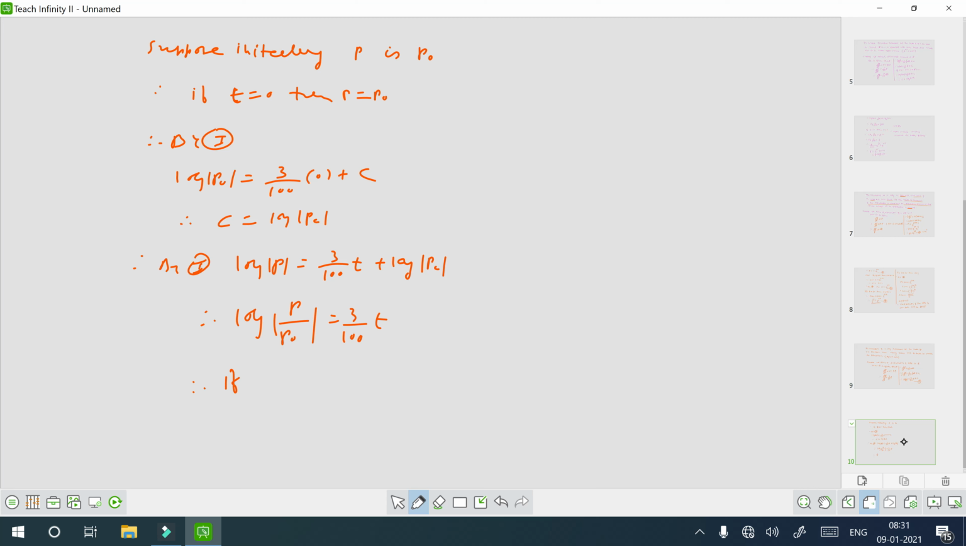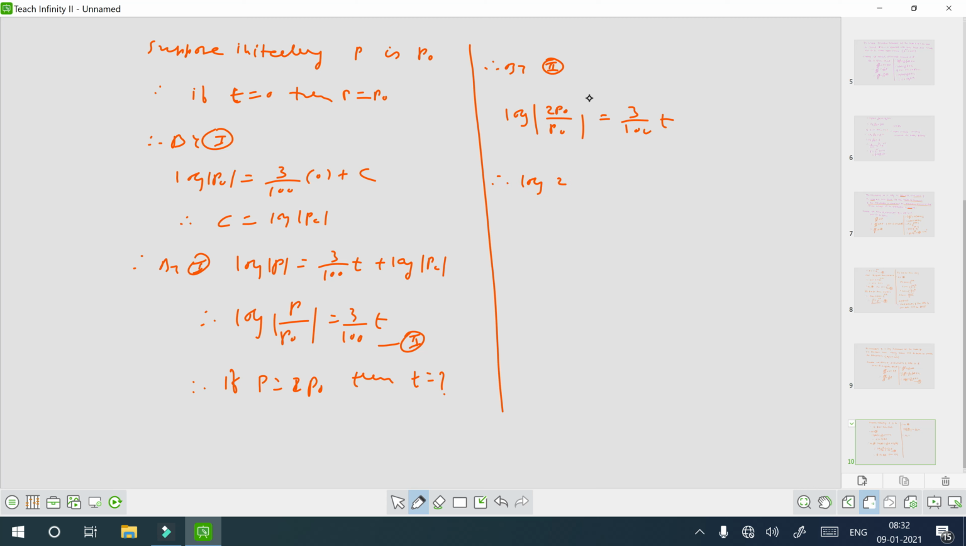Therefore if we want T, if P equal to 2P0, then T is equal to what? How many years it will get double? So put it in this value, so call this as the result number 2. And therefore by 2, log of 2P0 over P0 magnitude, that is equal to 3 by 100 T.